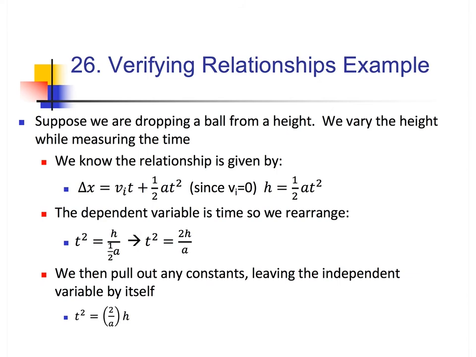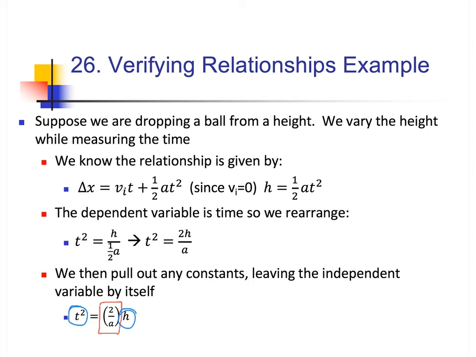The next thing I'm going to do is pull out any constants over on the right side of my equation. So in this case, 2 obviously is a constant, it's just a number, and my acceleration, which will be the acceleration due to gravity, is also a constant. So that 2 over a is a constant, and so we're left now with our dependent variable equals some constant times our independent variable. And that's the basic form we want to get this in.